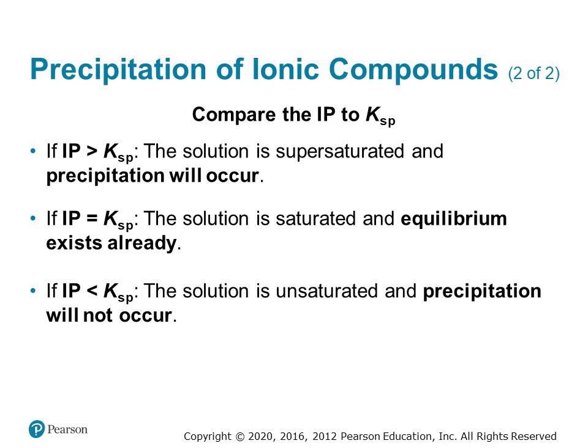If the ion product is equal to Ksp, the solution is already at equilibrium, meaning that it's saturated. It contains the maximum possible amount of that compound dissolved at the temperature in question. And of course, if the ion product is less than Ksp, we have less products present than at equilibrium, so the solution is unsaturated and no precipitation will occur. Calculating the ion product, then, can be used to predict whether a given concentration of ions will produce a precipitate or not. That's going to be a wrap on Chapter 17.